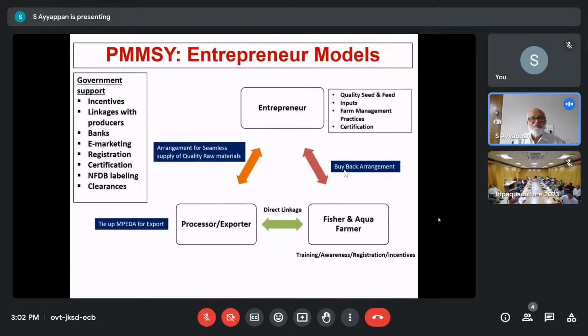For example, in this context, what we are talking of is something like from the farmer to the entrepreneur to the exporter. So can we have this kind of an arrangement, some kind of contract farming, or some kind of buybacks and several other possibilities? These models are just an example, but these could be customized, modified to different locations in various forms.